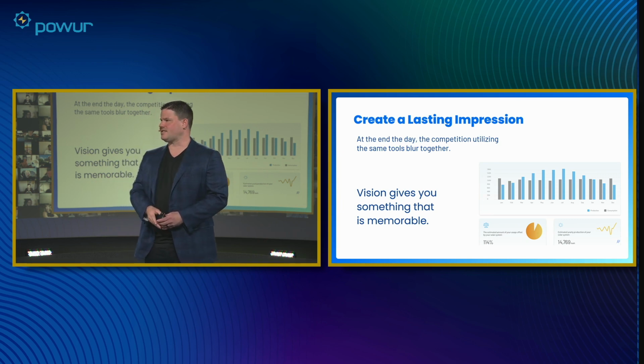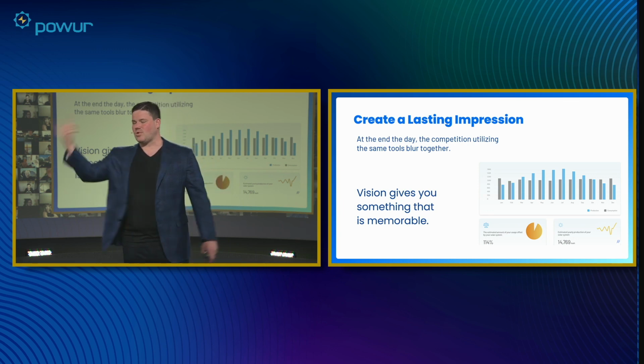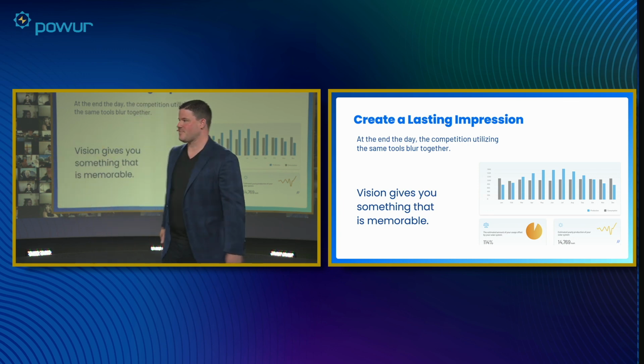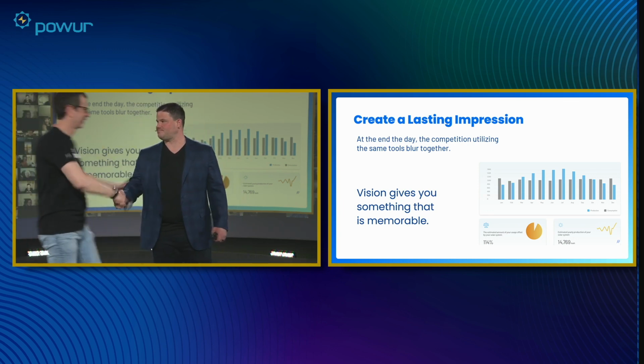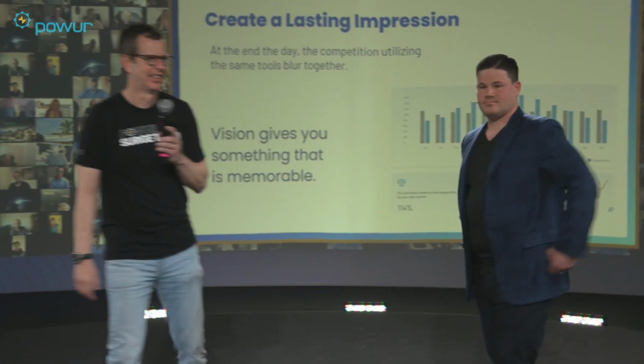So is Dean around? Hey, Dean, why don't you come on up? So we'll give a hand for Dean. Hey, everybody. Awesome. You good? Good. Looking good out there.